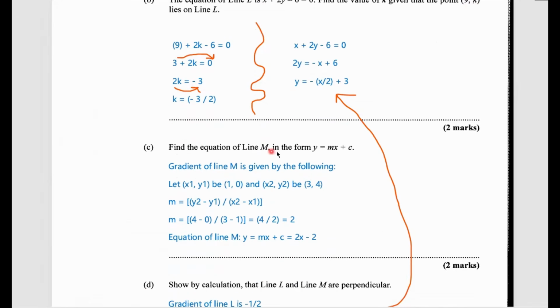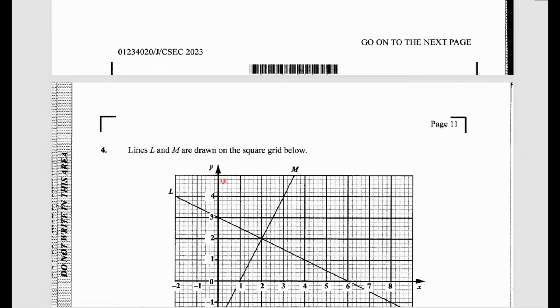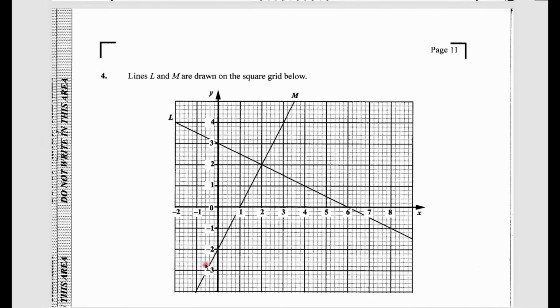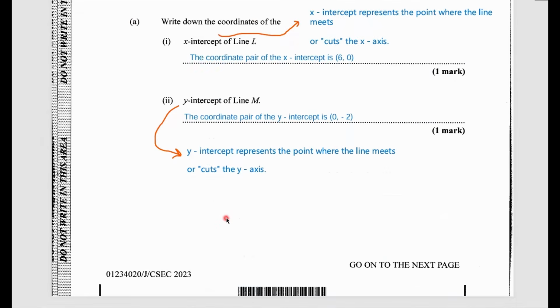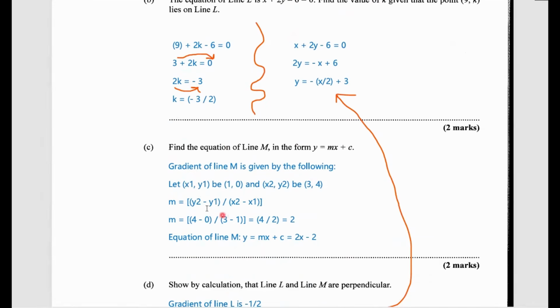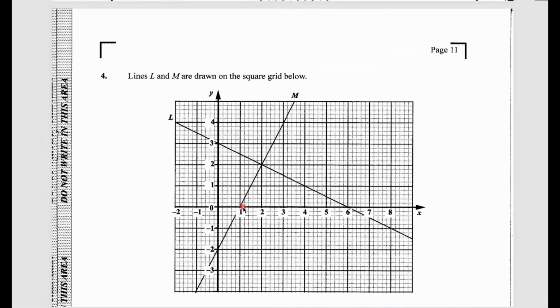Find the equation of line M in the form y equals mx plus c. All right. Well, line M is this one. So what we need to do first is get the gradient of M. So gradient of M, x1, y1. I picked it as 1, 0, that's here.